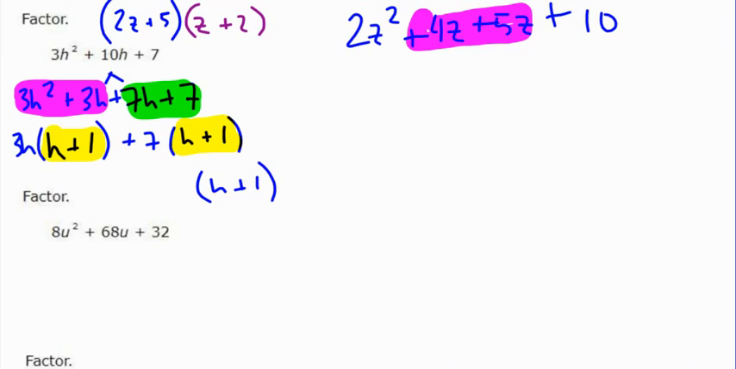And my other factor is this 3h plus 7. So this would be 3h plus 7. So this trinomial 3h squared plus 10h plus 7 factors into this. Again, you can always check it. I can check and distribute this 3h through and the 7 through, and it should work out okay.